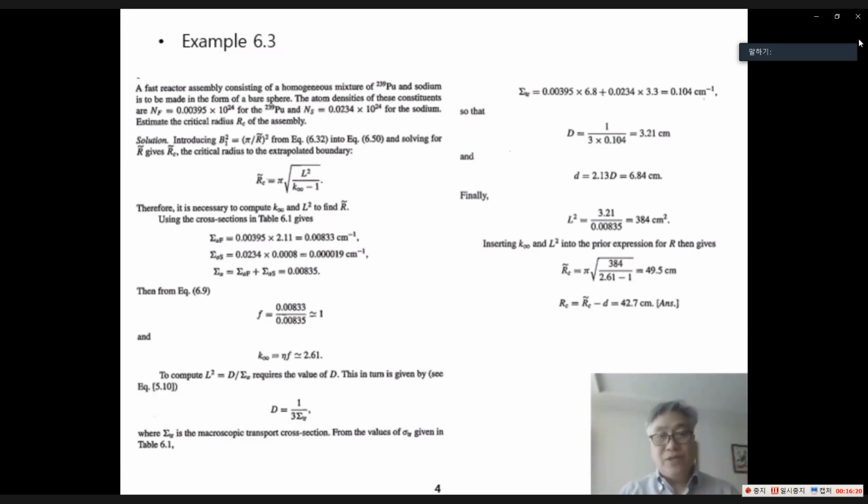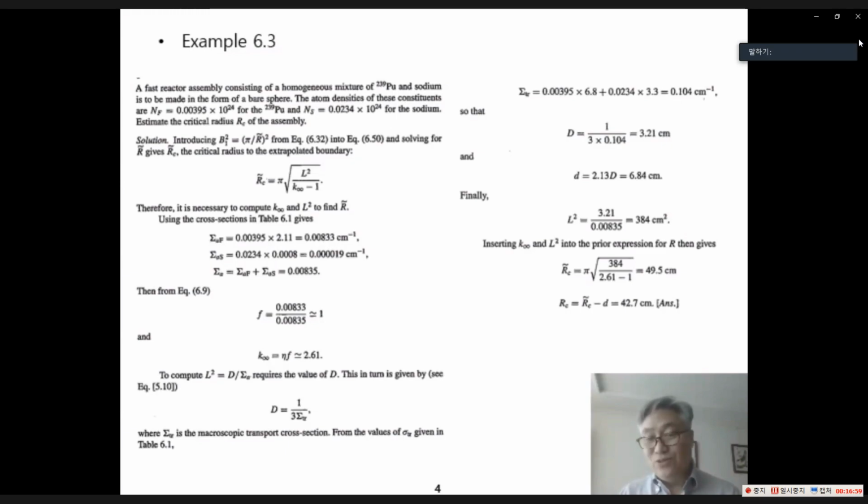Now, the reactor is plutonium-239 and sodium. Homogeneous mixture. Homogeneous mixture means 균질한 혼합물. 완전히 가루로 만들어가지고 균질하게 섞어놨다고 가정하는 게 homogeneous mixture입니다. 아주 골고루 섞여 있는 거예요. fuel과 그 소디움, 나트륨이 골고루 섞여 있는 거예요. 가상적인 거죠. Now, this is a homogeneous mixture of plutonium-239 and sodium. That means we don't have moderator.